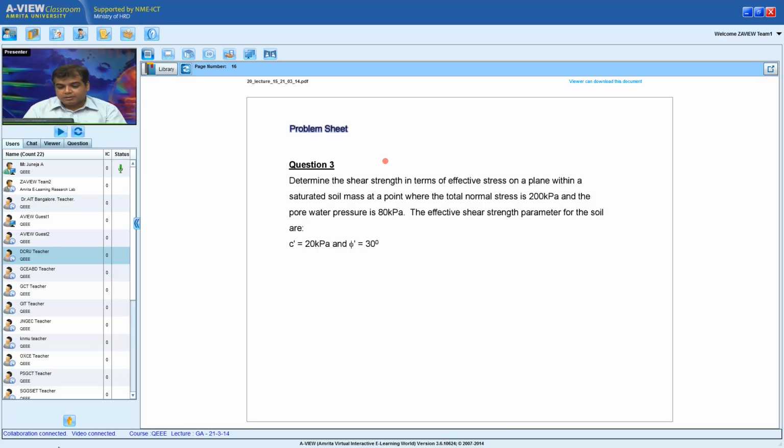Okay. Now I will continue with the problem sheet. We have probably done 2 questions. The third question is over here, and I would not spend time on this. It's fairly straightforward. It's the simplest of all questions. Let me see if I can.